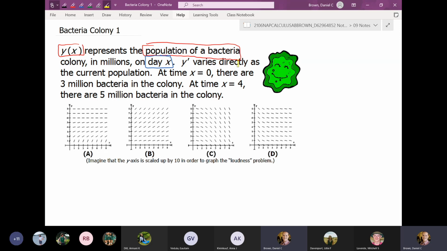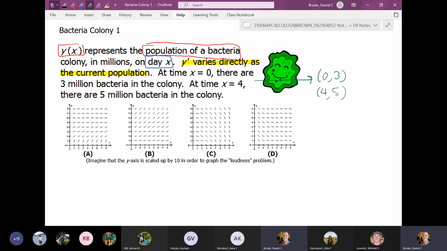We have the statement that's going to give us a differential equation. Y prime varies directly as the current population. And then we do have some initial conditions. It says when x is 0, there's 3 million bacteria. And when x is 4, there are 5 million bacteria.